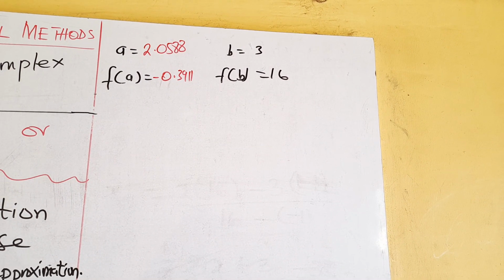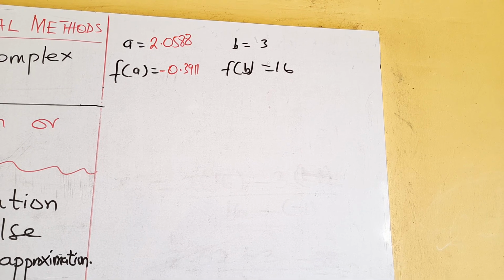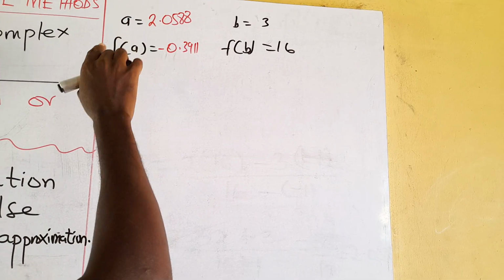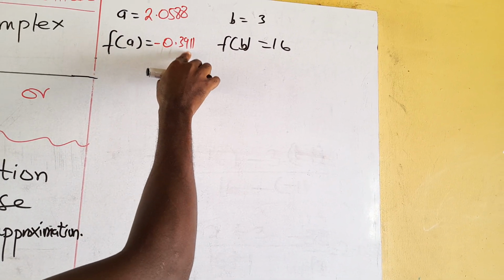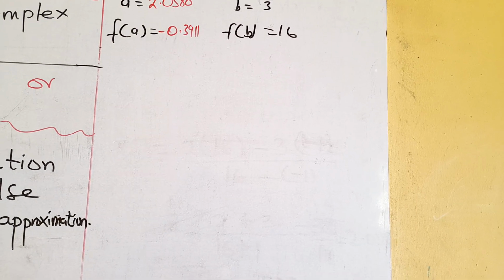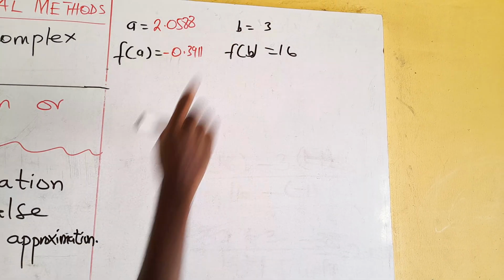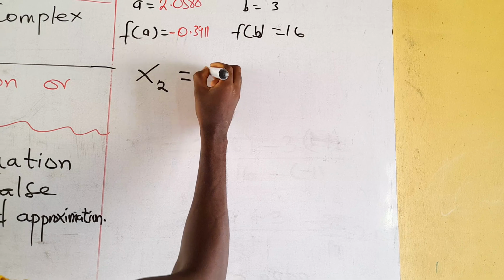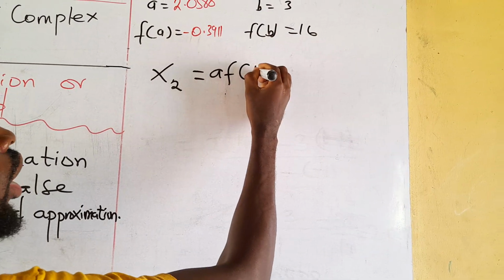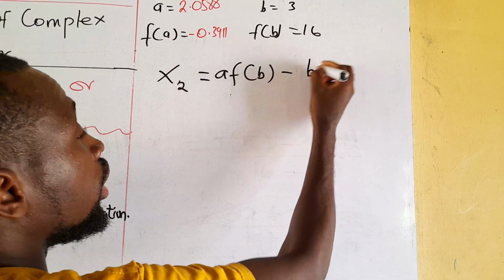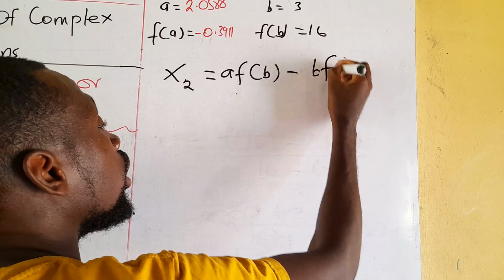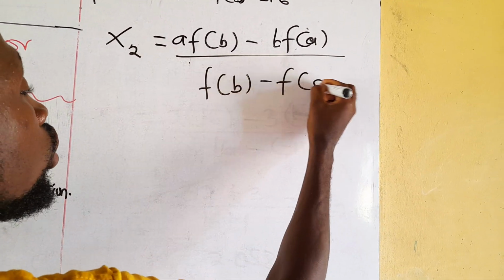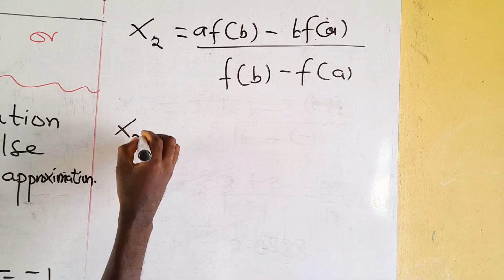So since our root now lies between 2.0588 and 3 close, we can say our A now is 2.0588, replacing the former 2, and our f of A now is -0.3911. That's substituting 2.0588 into our function. The B still exists. So we can say that our x2, remember, will be A times f of B, from false position, then minus B times f of A, all over f of B minus f of A.